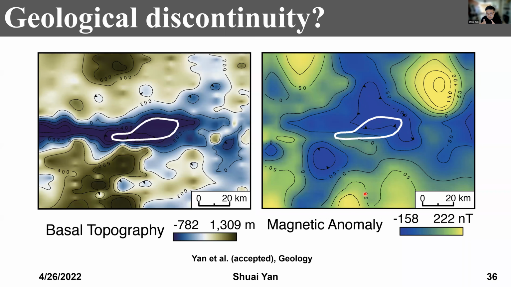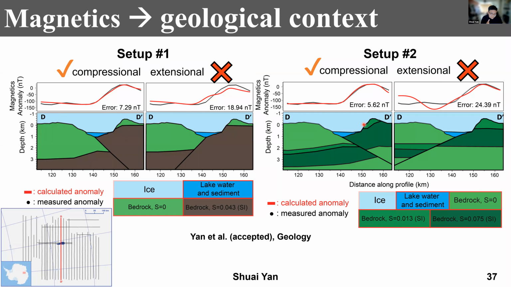And that suggests that all the anomaly we see in the magnetic map probably is caused by some changes within the bedrock instead of the surface of the bedrock. So there may be some sort of geologic discontinuity going on within the bedrock. And we want to figure out what type of discontinuity that is. So we did a few inversions for the magnetic data, and we did that for multiple profiles across the lake. Shown here is one of the profiles.